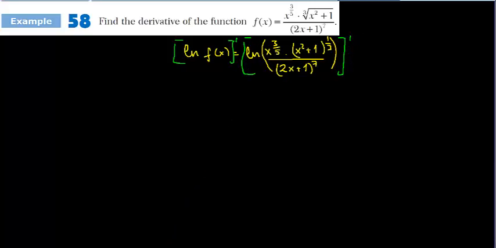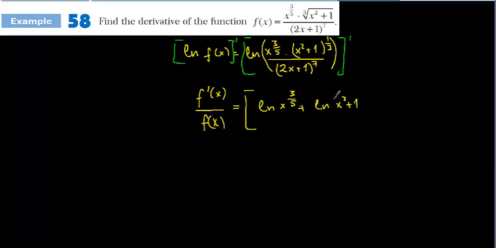Here, f derivative x over fx is going to be equal to ln x to the power of 3 over 5 plus ln (x squared plus 1) to the power of 1 over 3 minus, because when we have division in the logarithm, if you remember, outside we were getting a subtraction, so 2x ln (2x plus 1) to the power of 7 is going to be derivative.